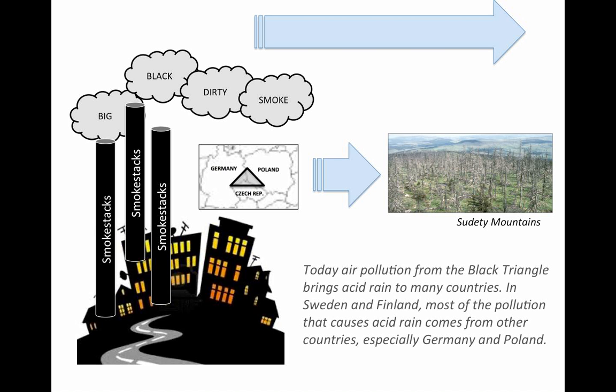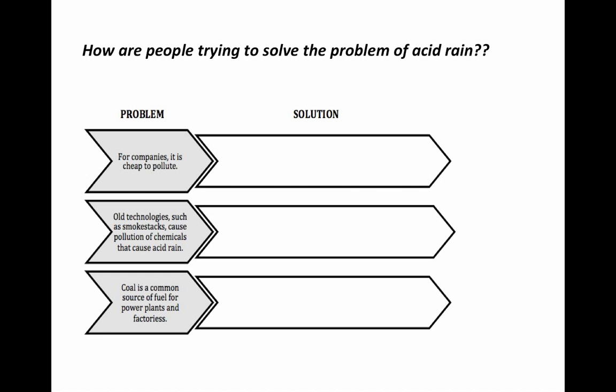Today, air pollution in the Black Triangle brings acid rain to many countries. In Sweden and Finland, most of the pollution that causes acid rain comes from other countries, especially Germany and Poland. Because acid rain is such a problem, people have tried very hard to solve it, especially in Europe.